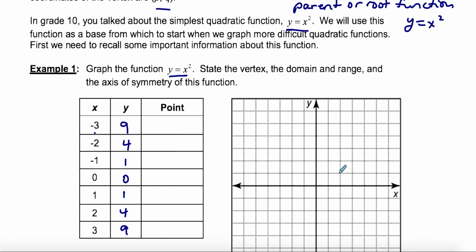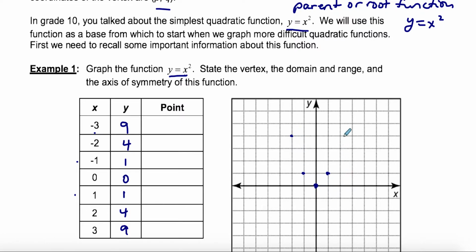So our basic parent function, we have a vertex at (0, 0), and you might remember this pattern. We go over 1 and up 1 in both directions. So that's this point here, (-1, 1). We go over 1 and up 1 on the right as well. So that's this point here, (1, 1). From the vertex, we go over 2 and up 4. This is our pattern, over 2 and up 4.